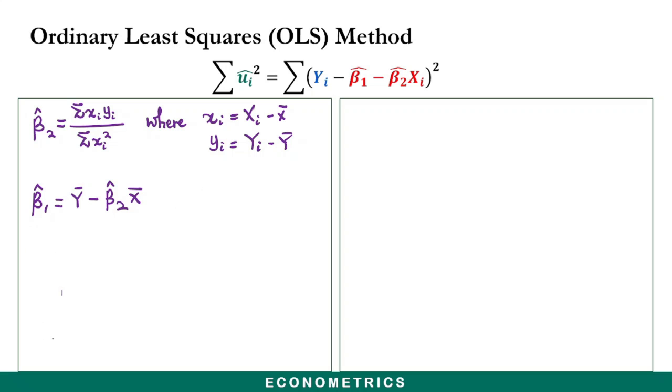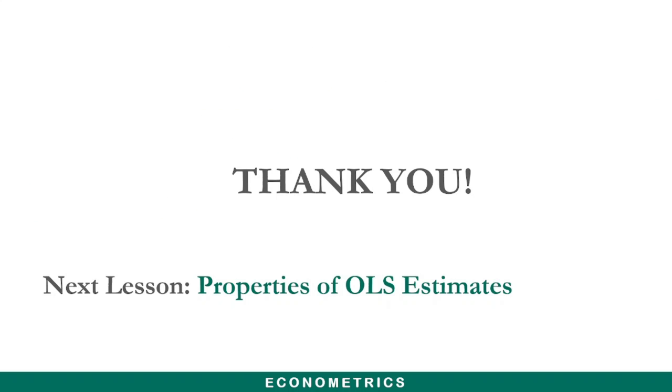So we know that the beta 1 is the intercept, and this one is the slope coefficient. Okay, this is going to be the slope coefficient and this is going to be the intercept. So this is how you apply the method of ordinary least squares. So in the next lesson, we will learn about the properties of the parameters which we have estimated using the method of ordinary least squares.